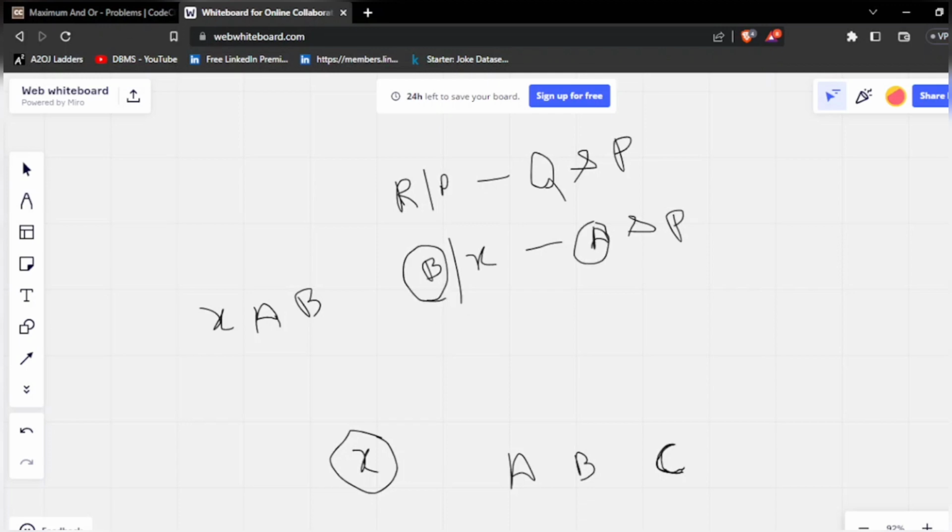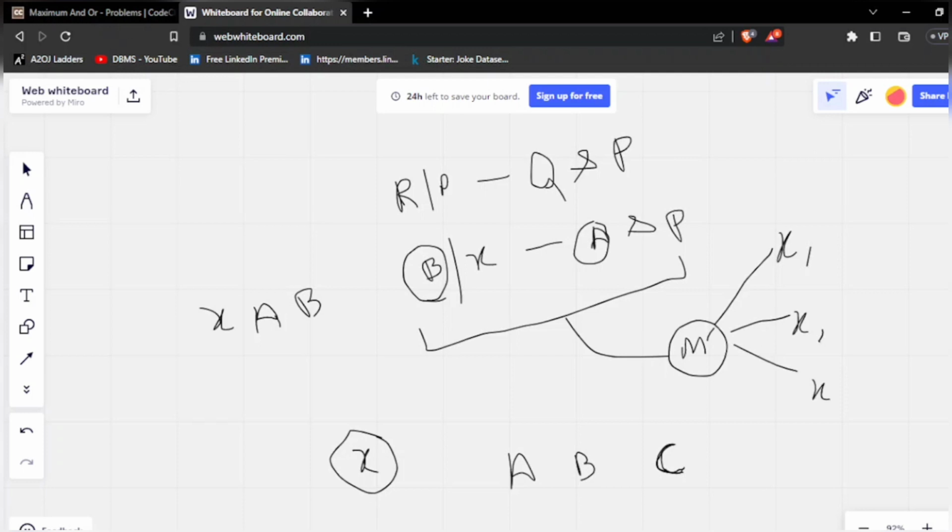For the maximum value, let us suppose the maximum value is m dash, and this m dash value should be given by all the possible x: x1, x2, x3. We have to count all those possible x's for which m dash is the maximum value of this function. So this is the question.